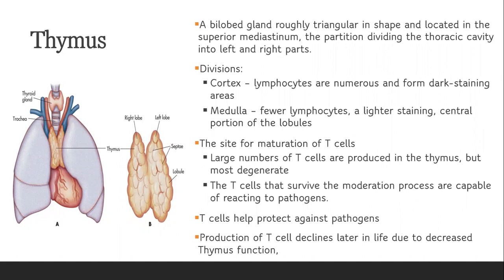So it has two divisions, the cortex and the medulla. When we say cortex, the lymphocytes are numerous and form dark staining areas, while the medulla has fewer lymphocytes with a lighter staining and is found in the central portion of the lobules.